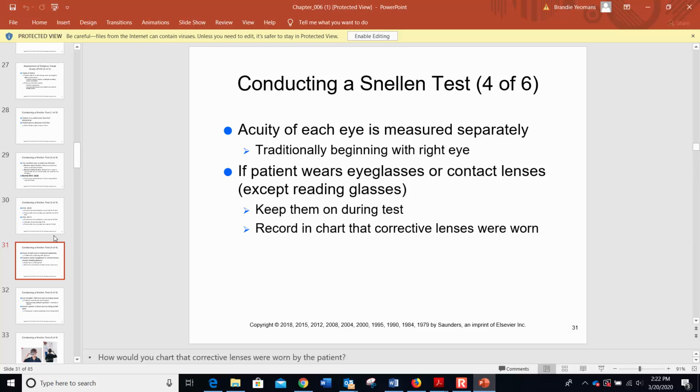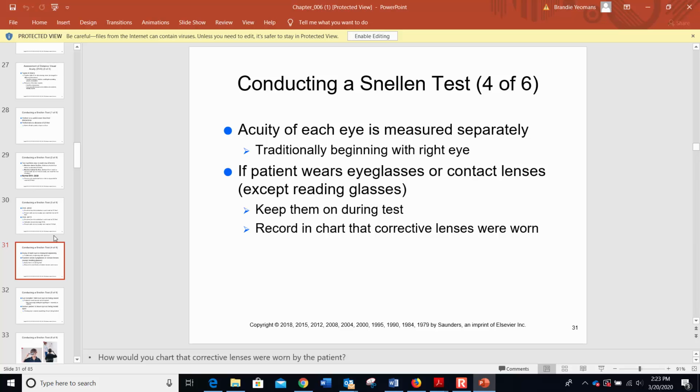Then we also need to check their color vision. Now on the Snellen chart, there are 2 bars. One of those is green and one is red, and typically that's the common thing to use for color vision, but maybe we have a physician that thinks that a patient is colorblind. So we would use another instrument called the Ishihara Test that tests for color blindness.